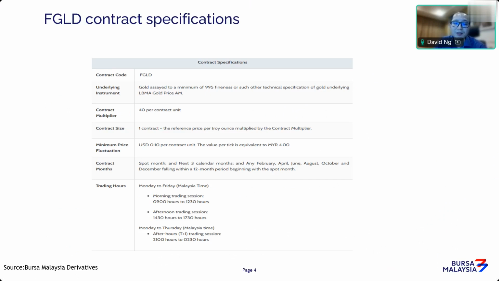So I think it's a good contract to start off with, and the contract size is very small, so it gives exposure to those who intend to trade the gold market. Keep in mind that every tick value is fixed at 4 ringgit, so there's no currency risk between the USD and the ringgit, because it's fixed at 4 ringgit per USD tick value.